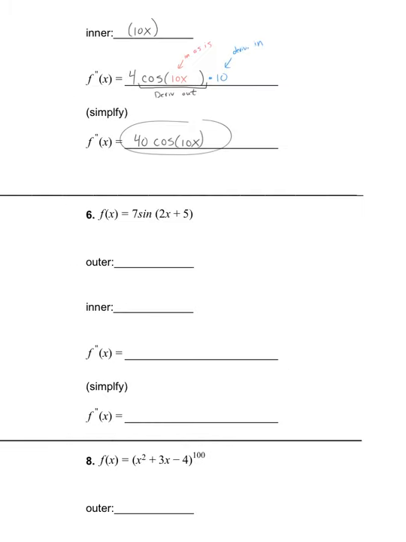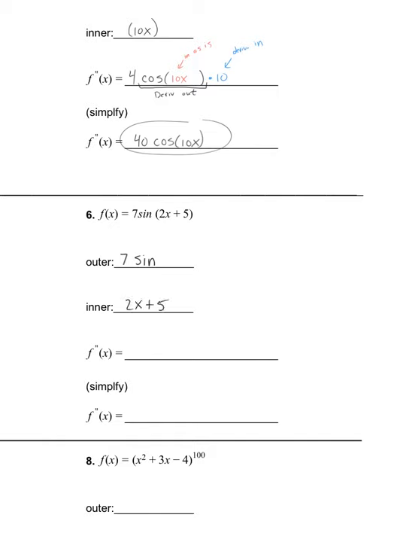Number 6: 7 times the sine of 2x plus 5. Our two functions are sine and 2x plus 5. We are sining 2x plus 5, so this is my outer, and this is my inner. So my outer is 7 sine. Bring the 7 along so you don't forget about it. And my inner is 2x plus 5.